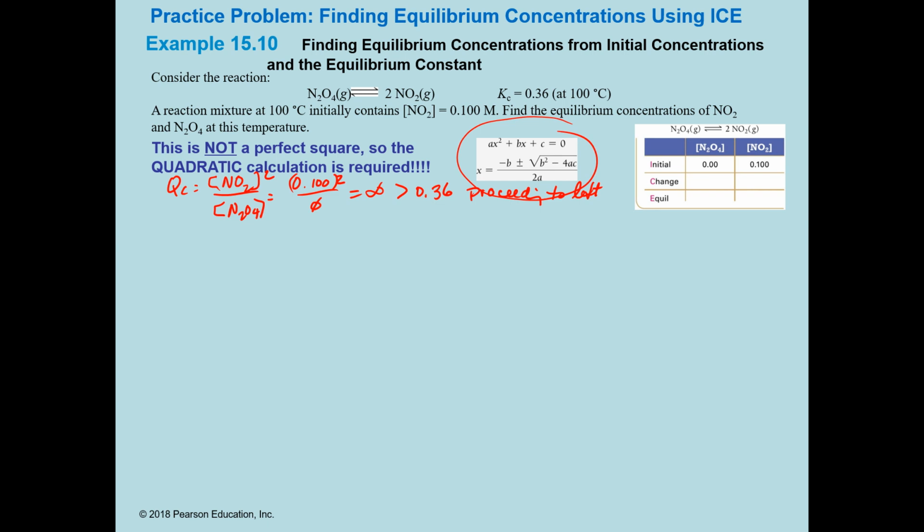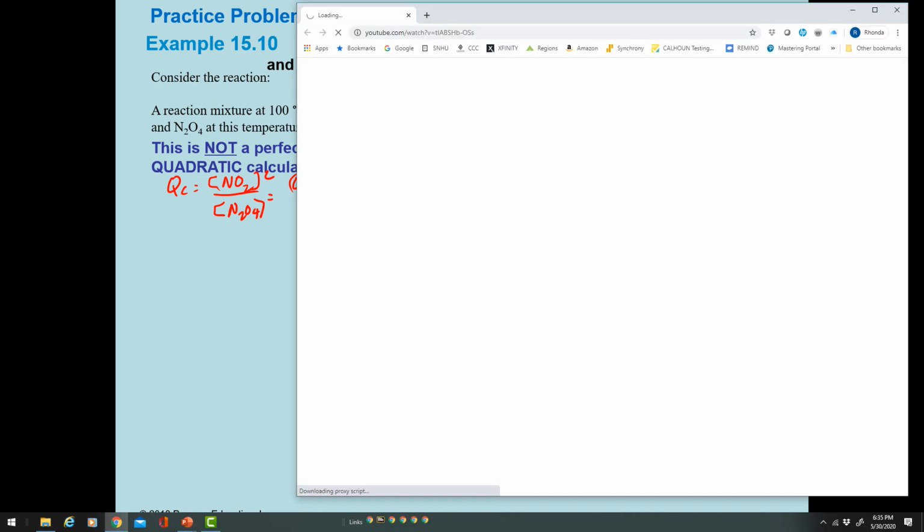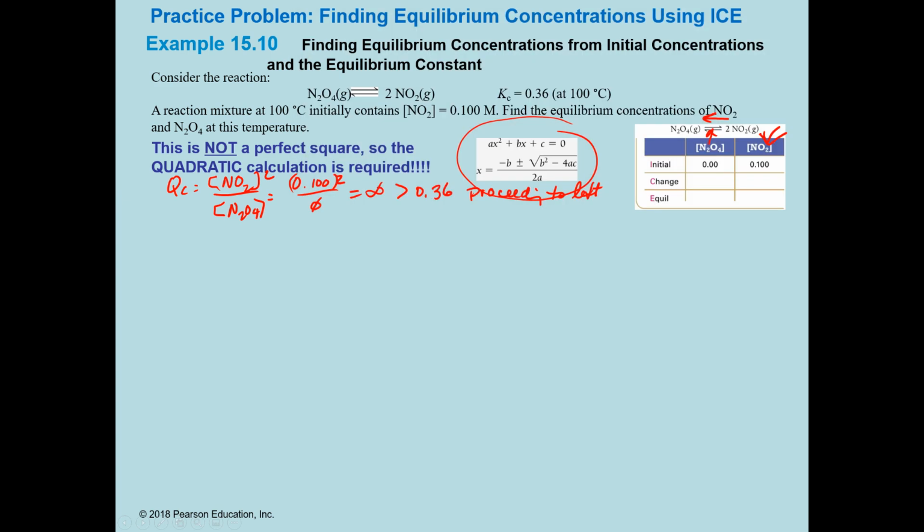Okay, so since it's proceeding to the left, what that's telling you is that this is the one that goes up and this is the one that goes down. So that's the only difference, right? That's why you did the Q there, to see which way it was going. All right, so that means that this one is going to go up x and this one is going to go down 2x. So that's 0.1 minus 2x, and this one is x.